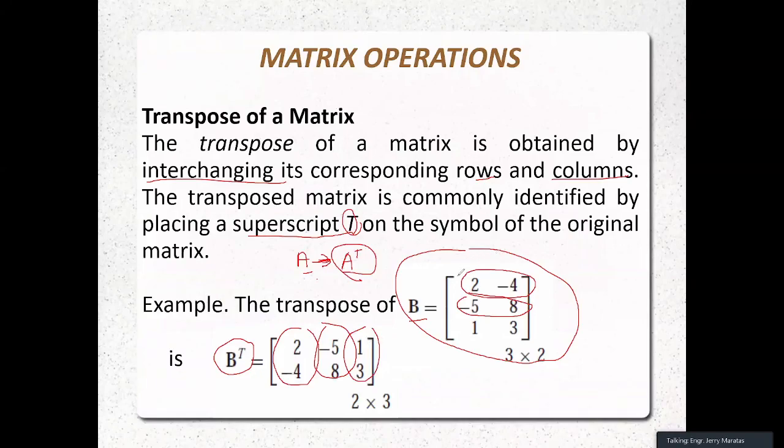Or vice versa, no? These are the elements of your first column. You make that the elements of your first row. Okay? These are the elements of your second column. You put that on the second row. So simply interchange, okay? So if this is 3 by 2, the result of the transpose should now be 2 by 3. All right? You simply interchange the rows and the columns. Okay, good.